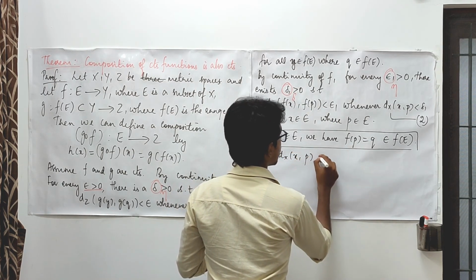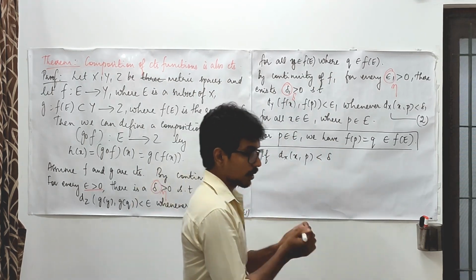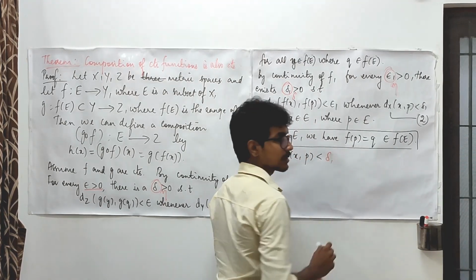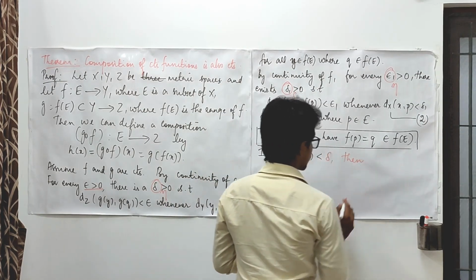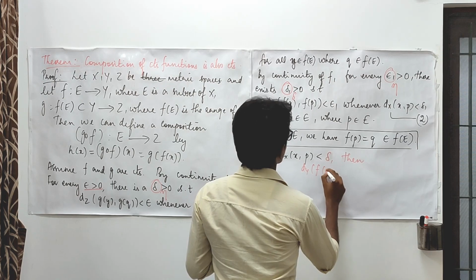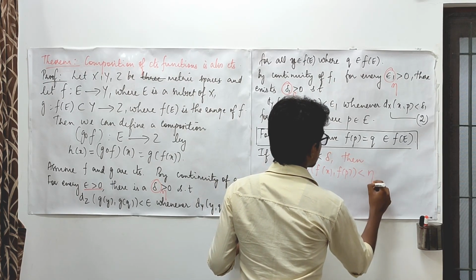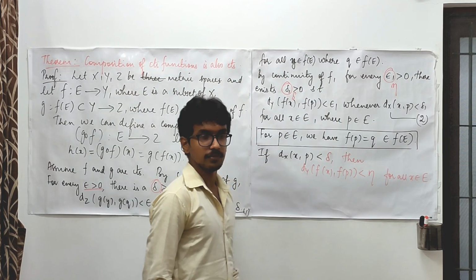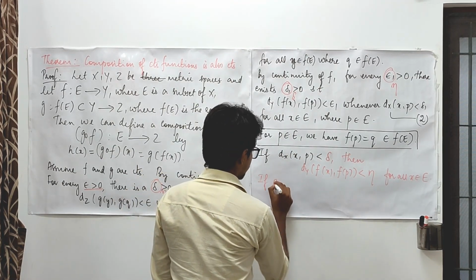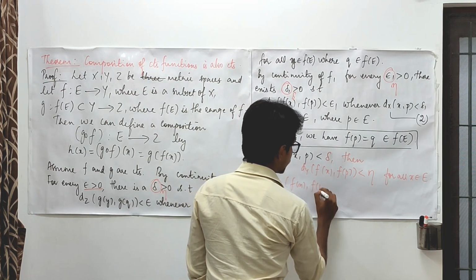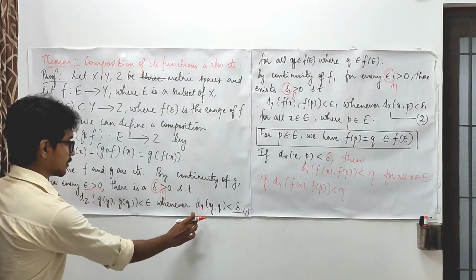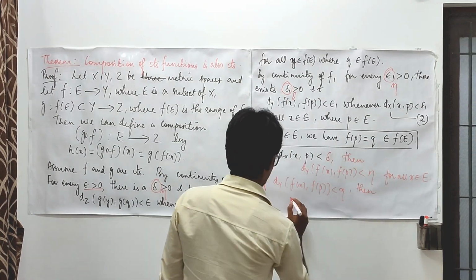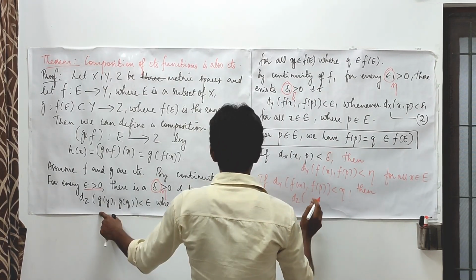Now if dx of x comma p is less than delta, I should write this in red color so that you can identify the things. When this quantity is less than delta, then I will have dy of f of x comma f of p less than eta, right? And this is true for all x in E. Now if dy of f of x comma f of p is less than eta, this will imply this, right? So I am going to get d of g of this value.